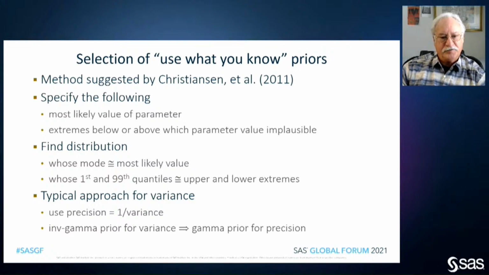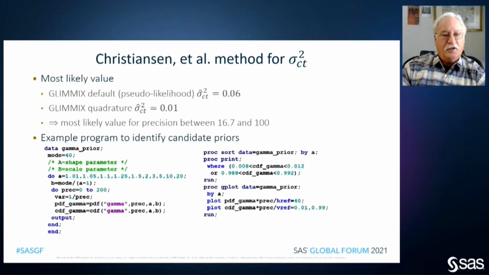So a typical approach for doing this with variance is to use the precision, that's the inverse of the variance, 1 divided by the variance, and then use a gamma distribution to do a trial and error search for what seems to be a reasonable prior. So here's a little code that I use to hunt for this.